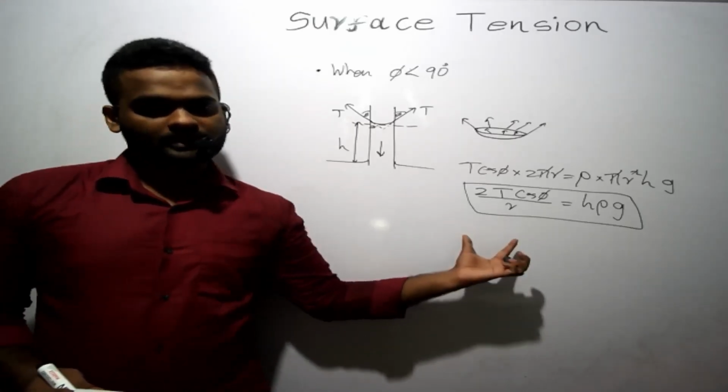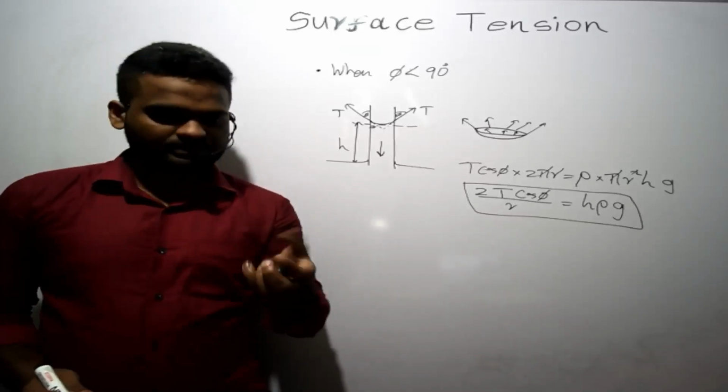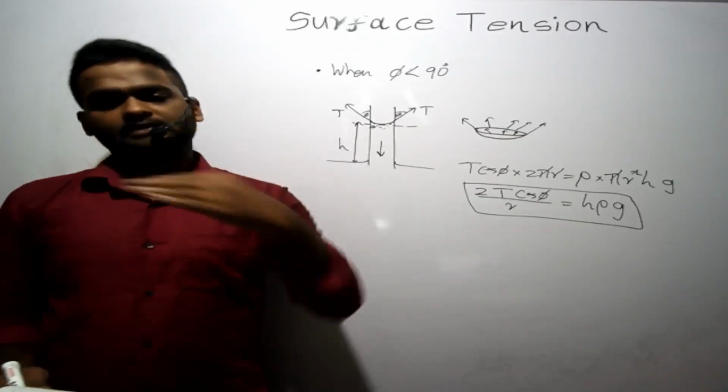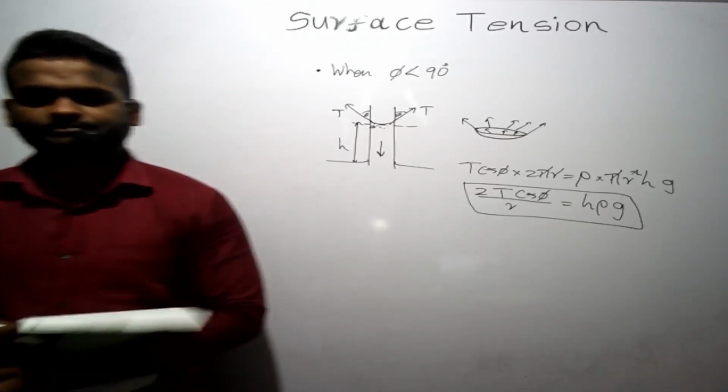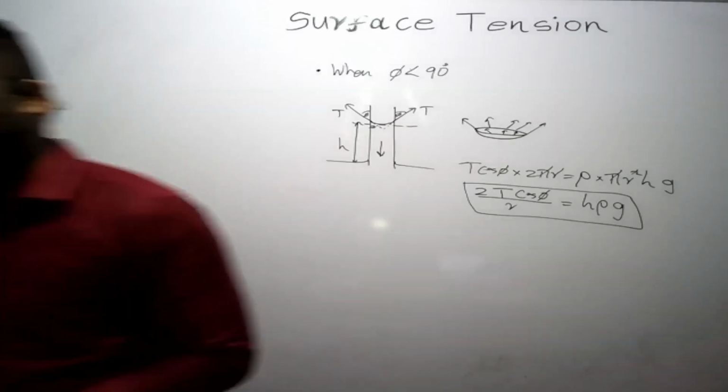Remember in this form, it is easier. h rho g equals 2T divided by r. If there's a contact angle, 2T cos phi divided by r. Easy. If you are done, thumbs up.